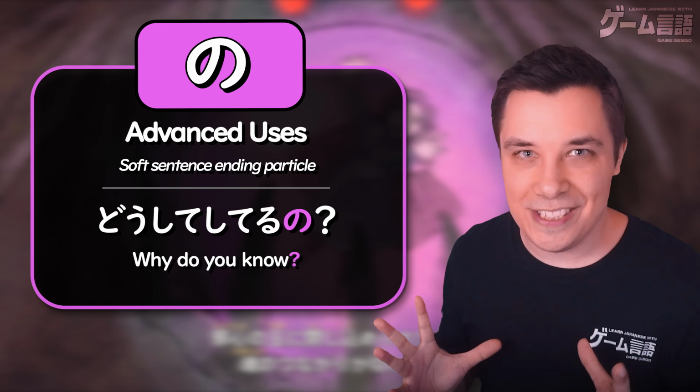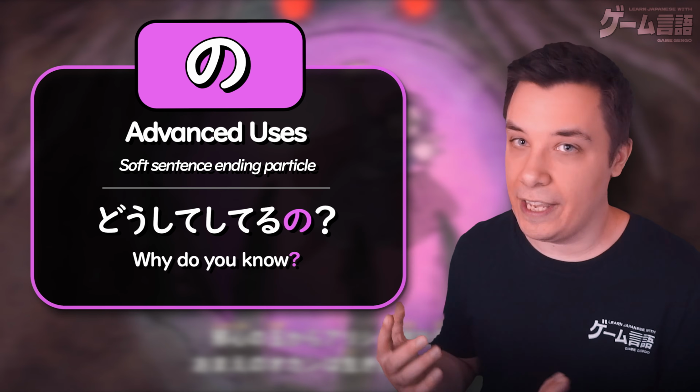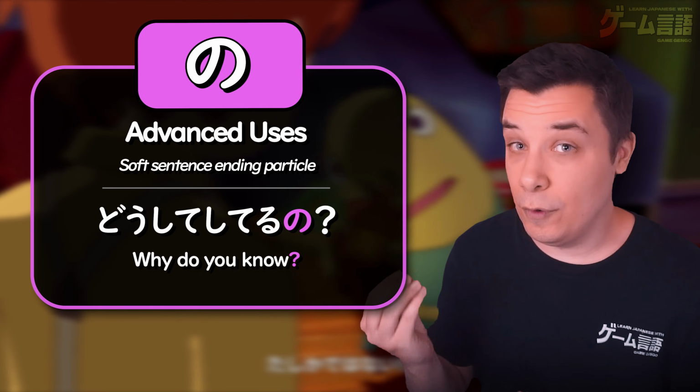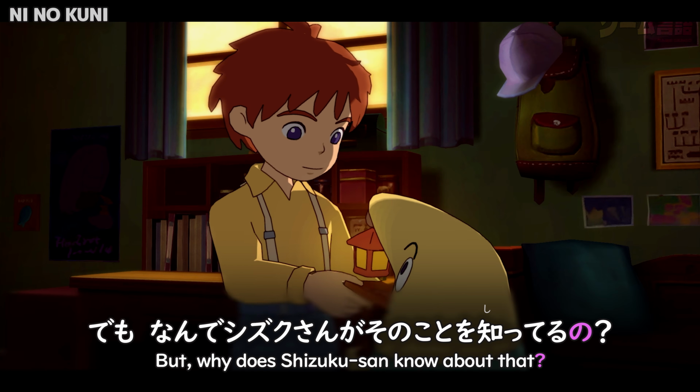But there's some other ways that it's used that isn't even covered in the JLPT, but it's very frequent in media like video games and anime and manga, and even everyday speech. For example, the no particle can actually be used also to make a soft question.